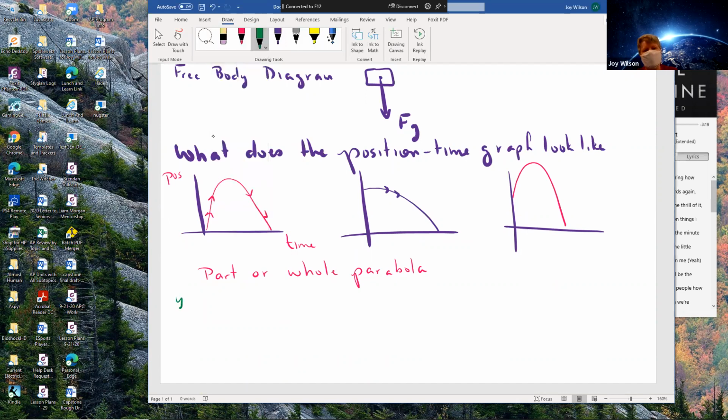So if we do the Y motion, what does it do? It goes up and it comes back down, right? Because this axis is time. So as time passes, the Y value gets bigger and then the Y value gets smaller. Everybody okay with that? What's happening horizontally?